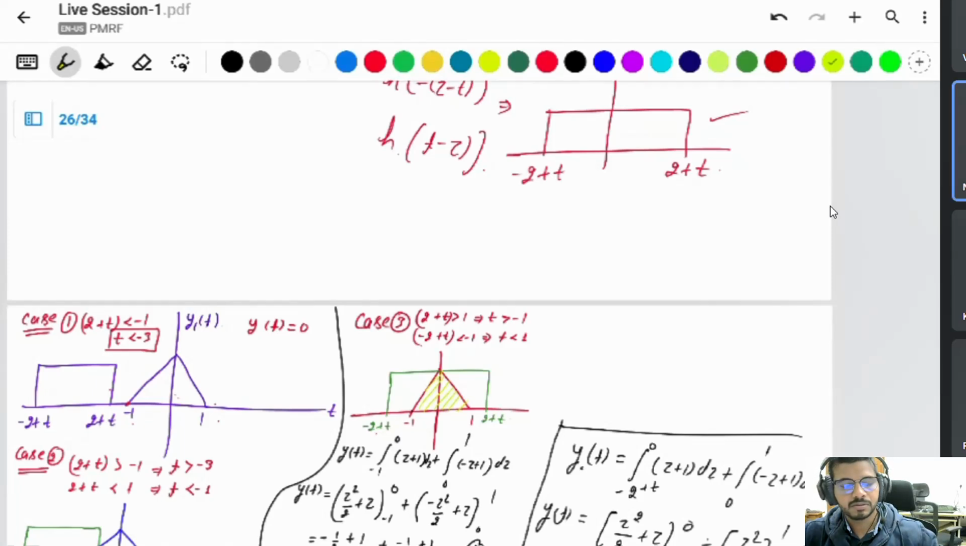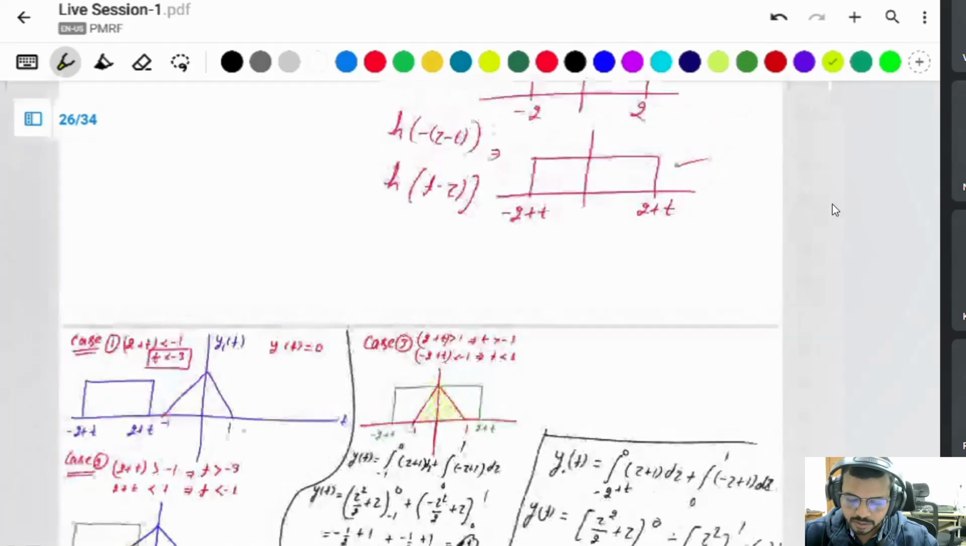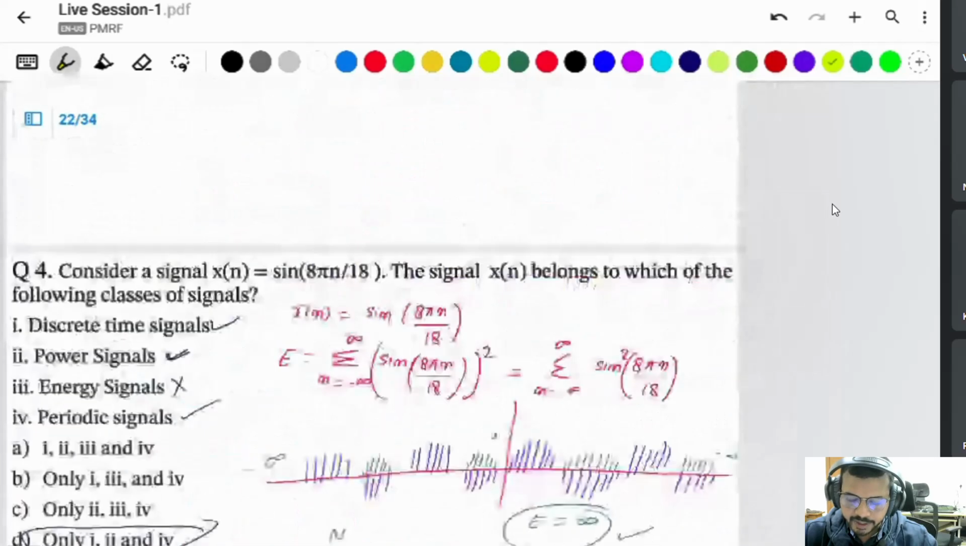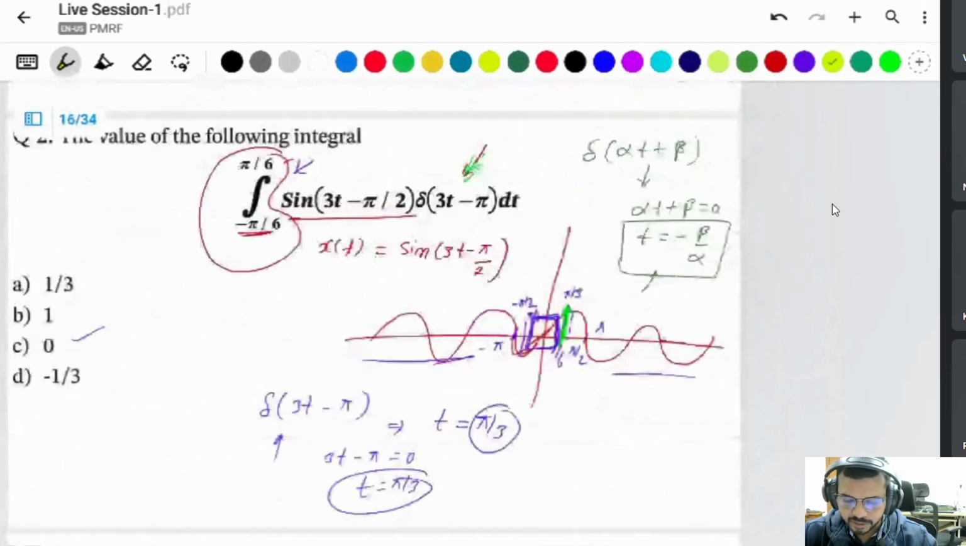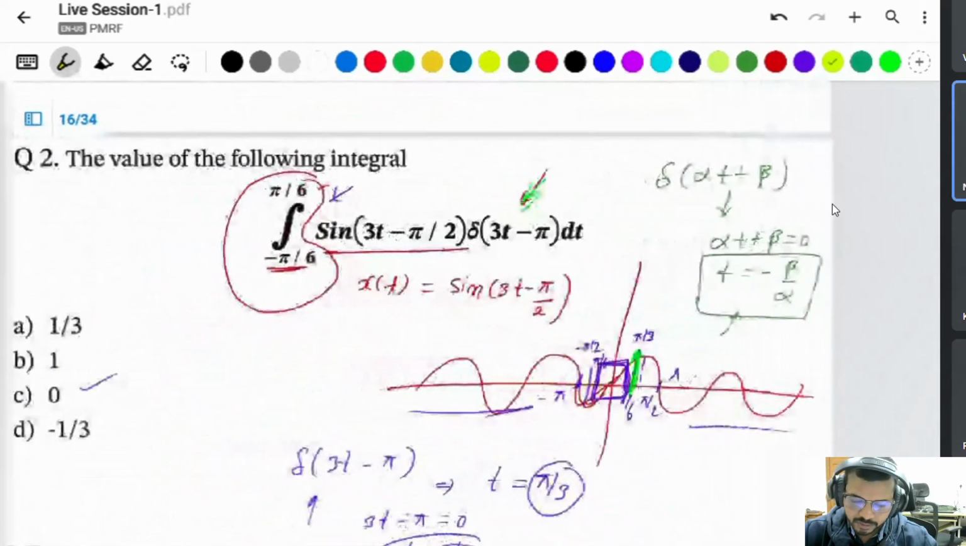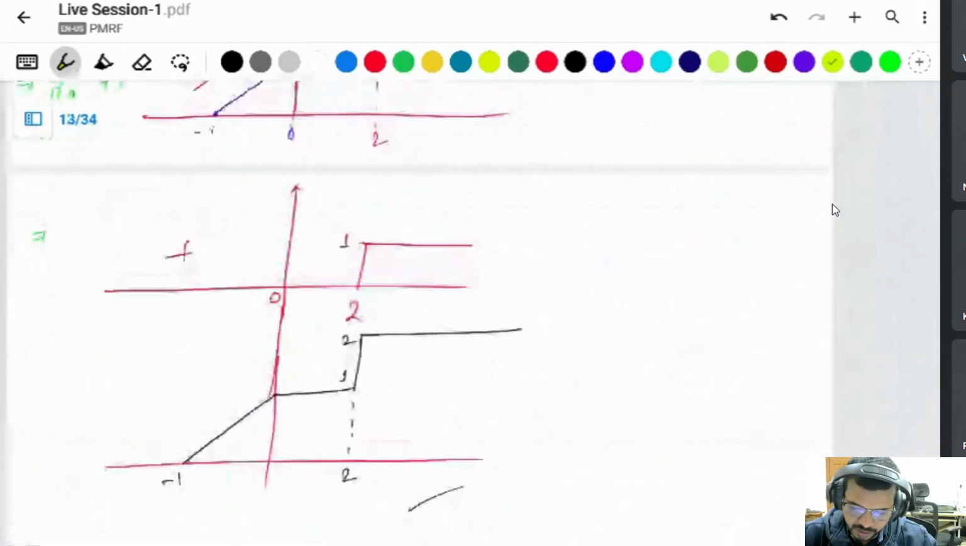Sir, I have one doubt. Yes. Sir, can we make a statement like all the sinusoidal signals in the continuous time domain are periodic, in the same way, in the discrete time domain, they can be non-periodic, no? Yes. In discrete time, it can be, it cannot be also. Okay.